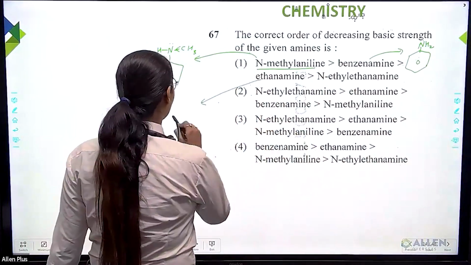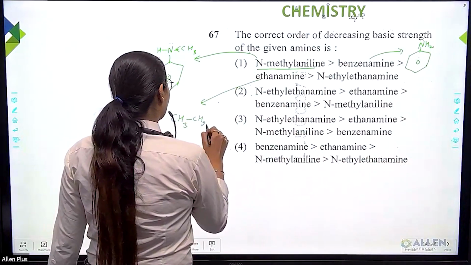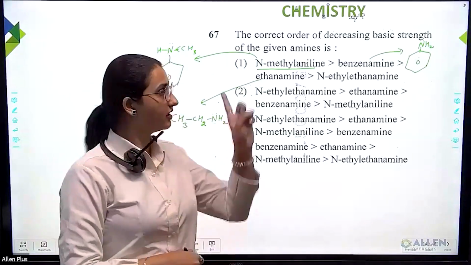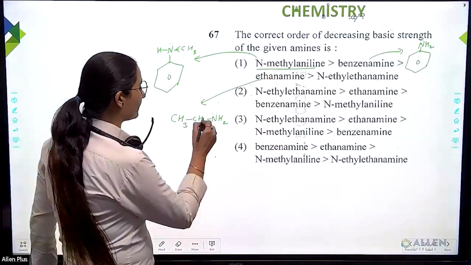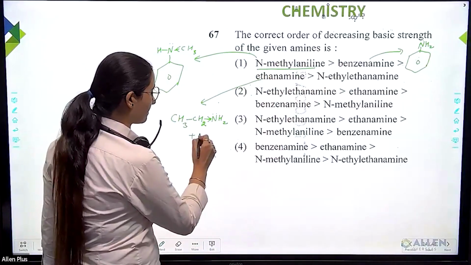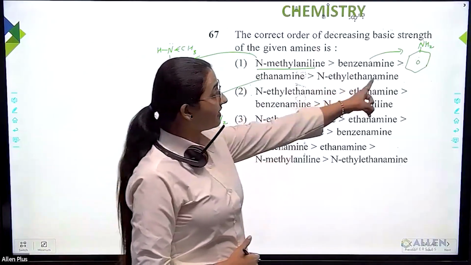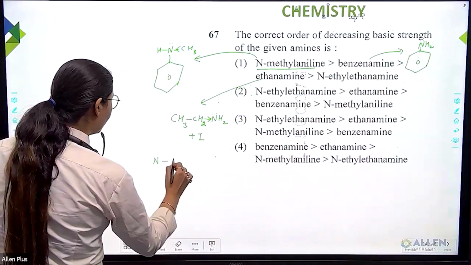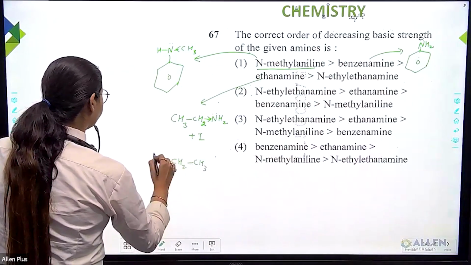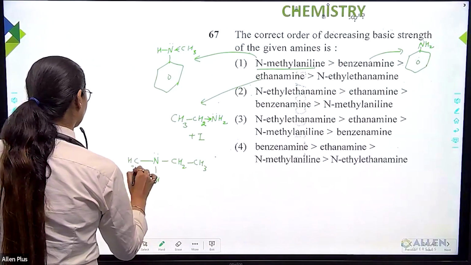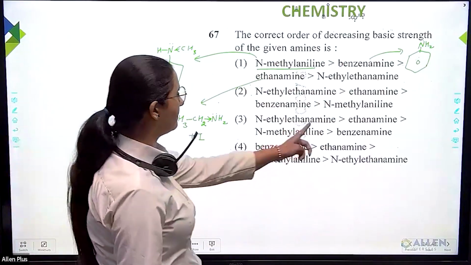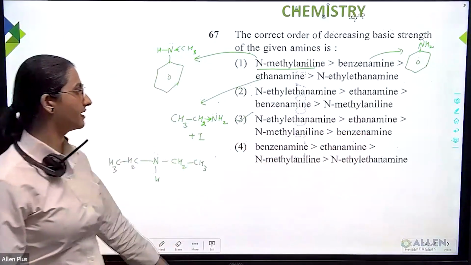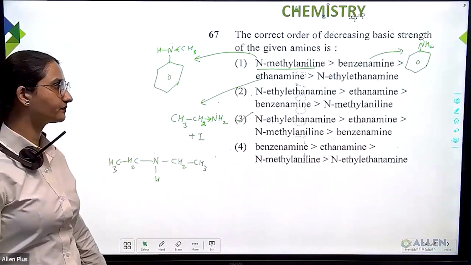Further, ethanamine. What's ethanamine? Students, ethanamine would have basic strength more than these two. Why? Because the ethyl group is electron donating, plus I. Next, N-ethyl ethanamine. It's 2 degree. I think this should have the maximum. So if I draw the structure of N-ethyl ethanamine, it's this. So the maximum is N-ethyl ethanamine, then N-methyl aniline, then benzenamine. The correct option is option 3. Right?